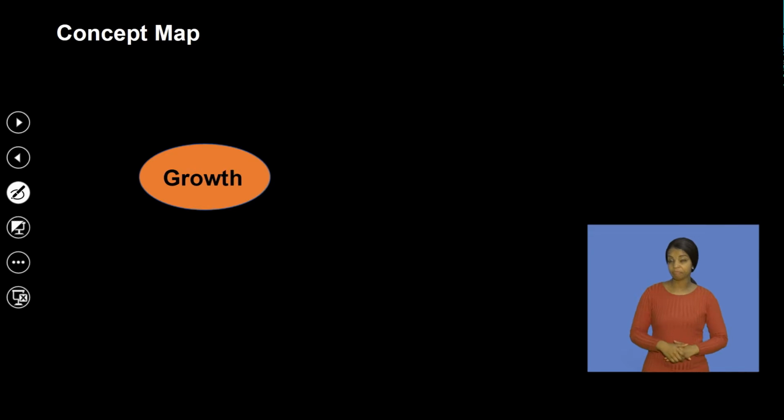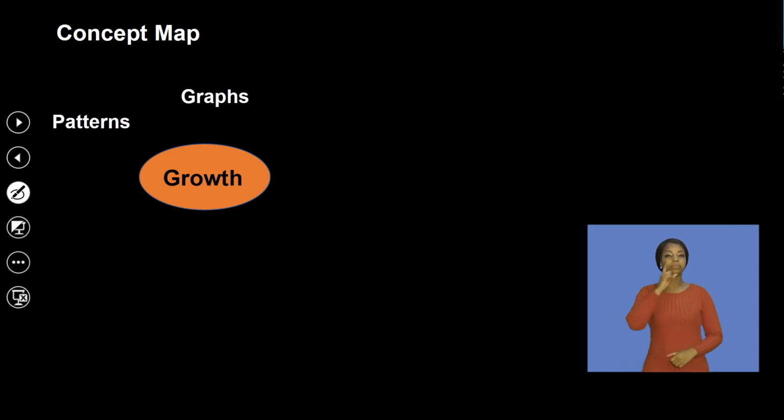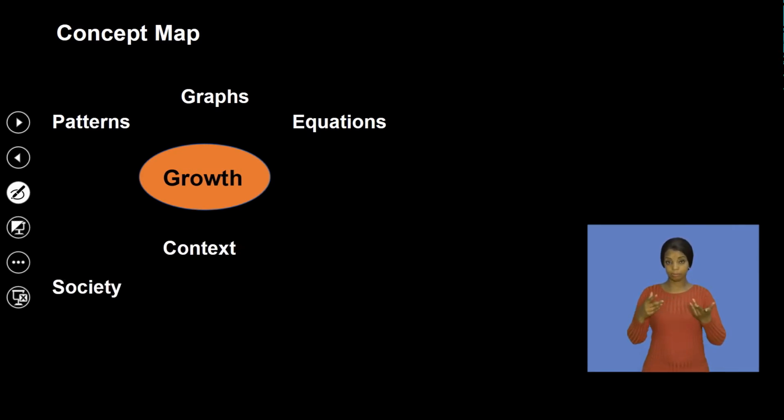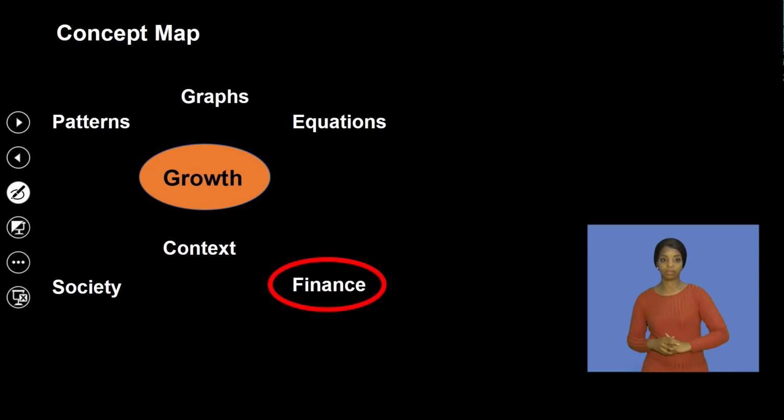But quickly, let's just recap what we've been doing so far. So remember, our big idea is growth. And then also we're looking at patterns with growth. We're looking at also graphs. We're looking at equations, which are the models that we use to predict the future together with the graphs. And also our context is between society and finance. Specifically now, we're going to look at some finance.